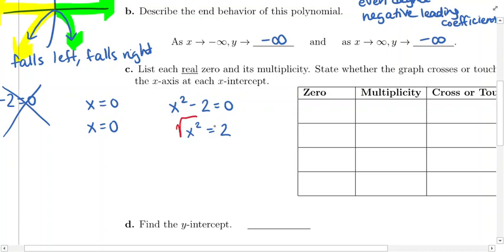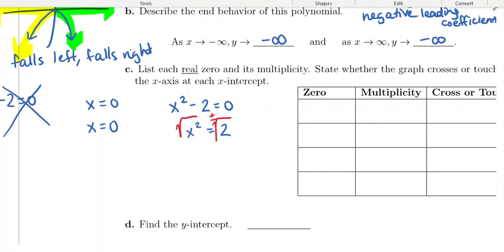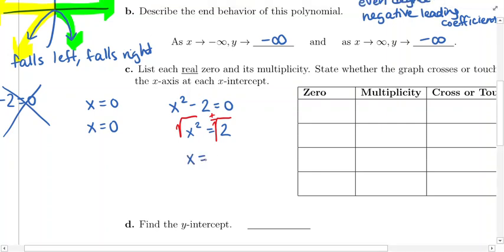So we're going to take the square root of both sides. Remember, you can't forget plus or minus out front, okay? So the square and the square root will cancel, leaving you with x. And your x-intercepts are going to be plus or minus the square root of 2. So you actually have two separate x-intercepts here: positive square root of 2 and negative square root of 2.